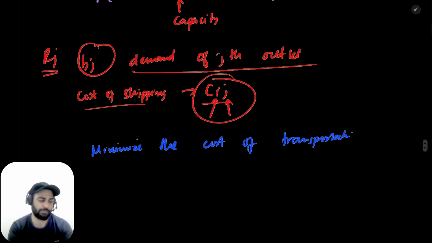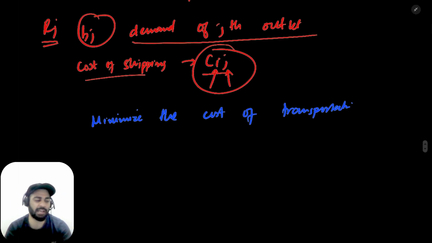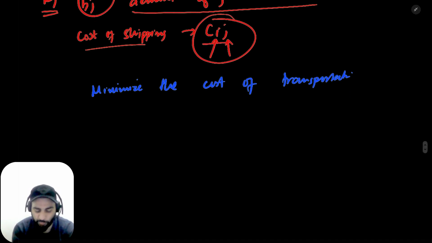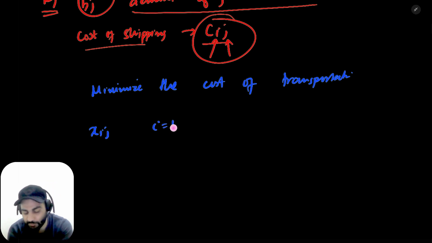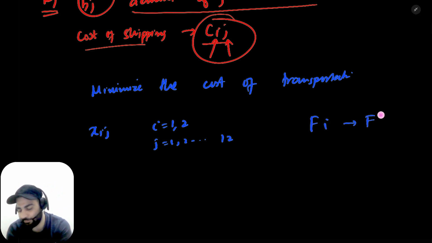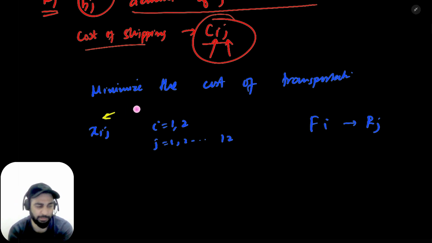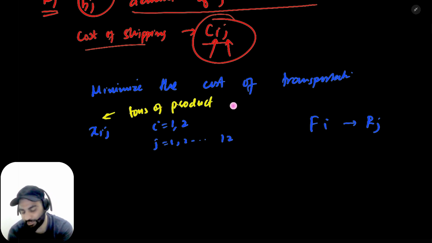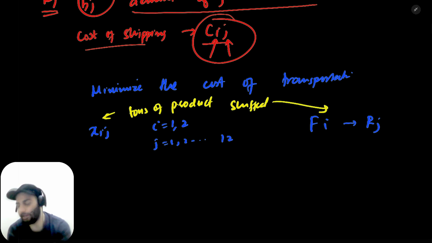This is our problem. Now the variables that we have: xij, the number of tons produced and shipped. I can be 1, 2 because we have two factories, and j can be 1 to 12 because we have 12 outlets. So xij is the tons of product shipped from factory i to outlet j.